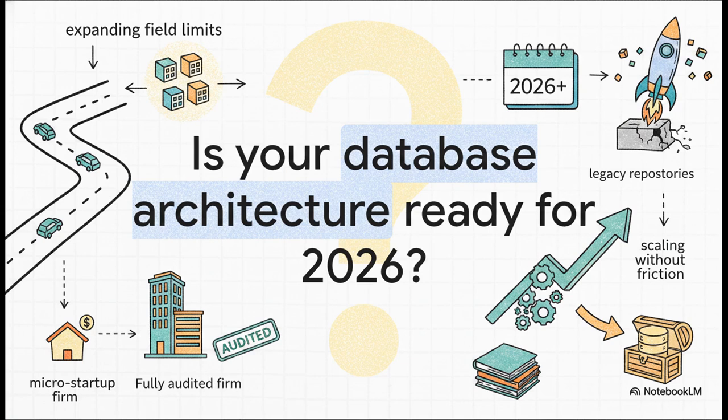We've seen how expanding field limits stops those fatal crashes, and how a modern 4x3-digit architecture ensures safe, scalable reporting, from a tiny micro startup all the way up to a fully audited firm. So the crucial question remains, have you refactored your foundations to ensure your clients can scale without friction into 2026 and beyond? I'd say it's time to go upgrade those repositories.